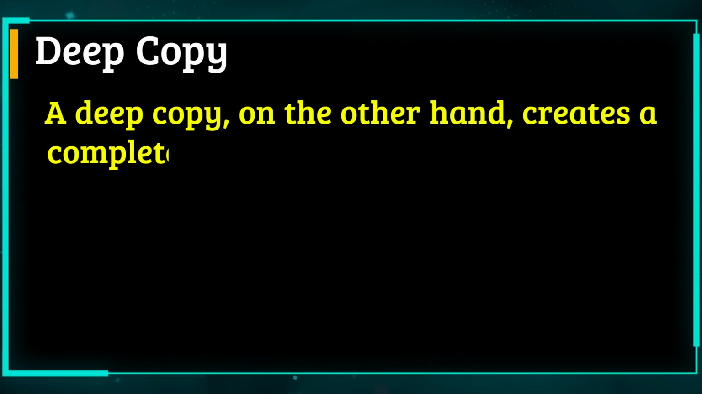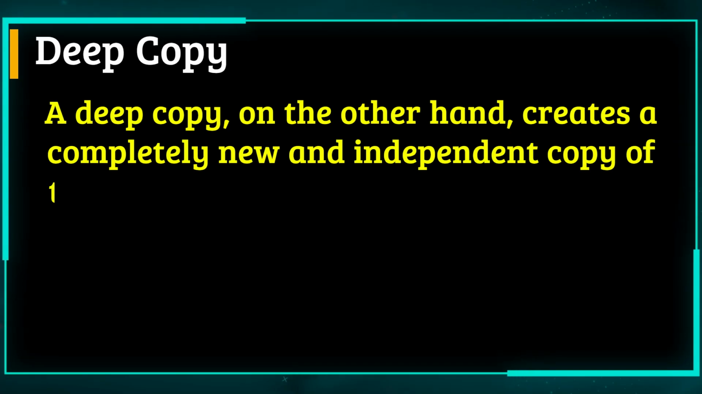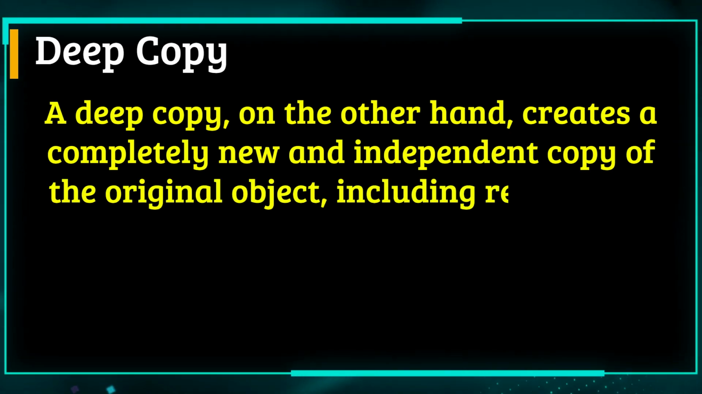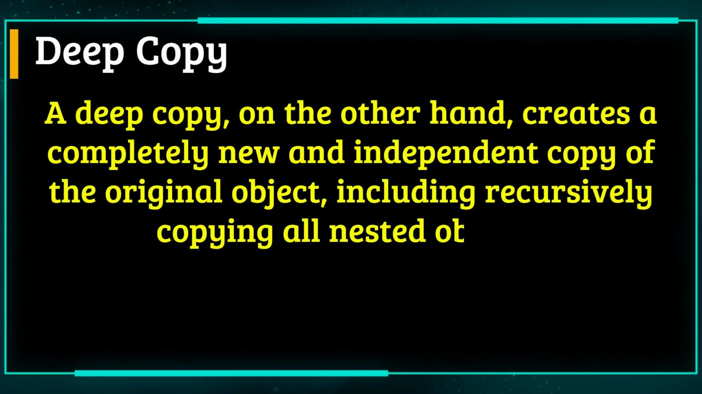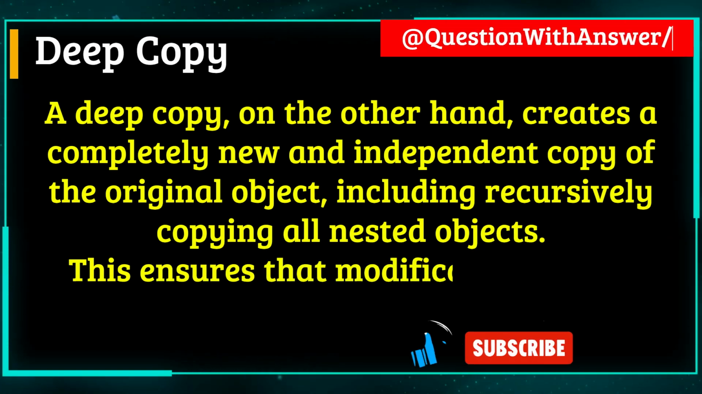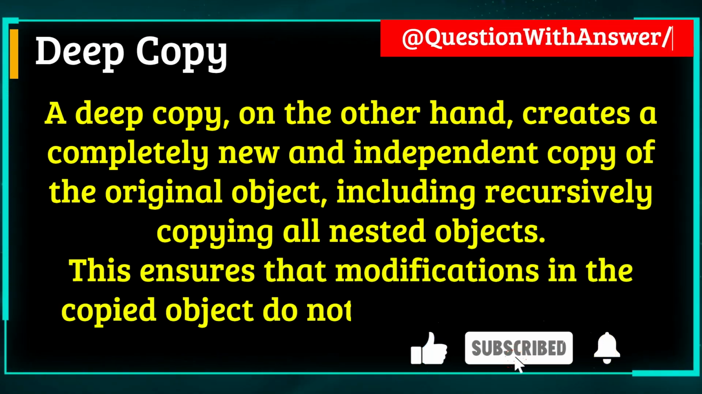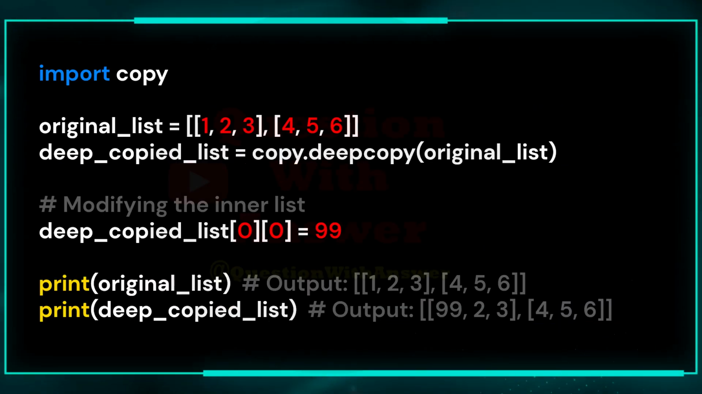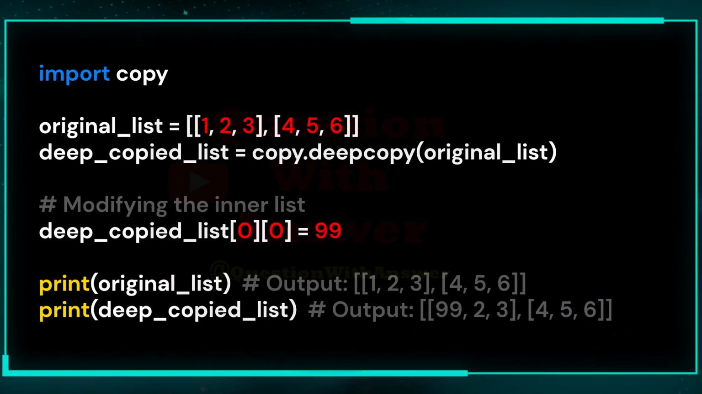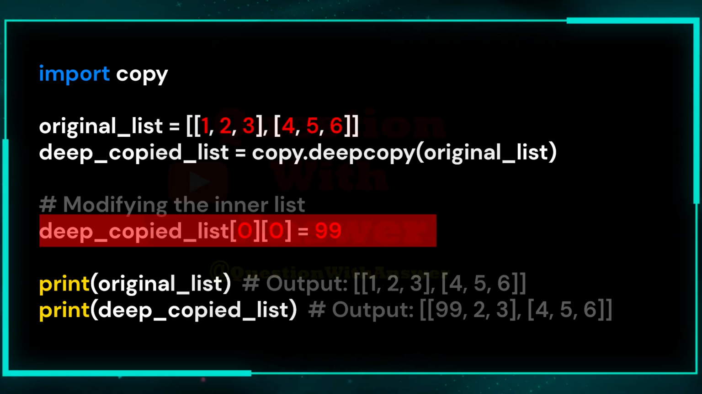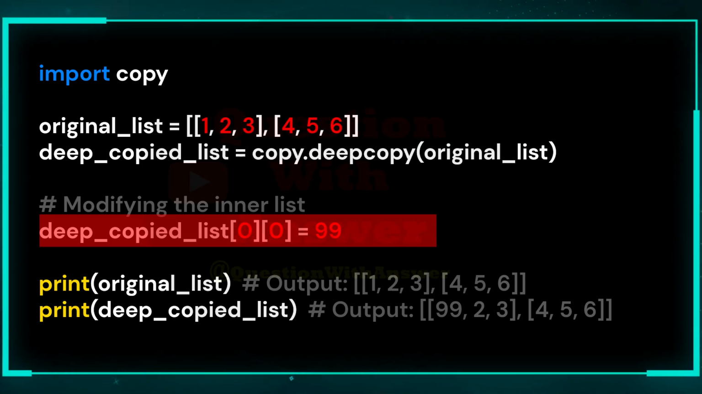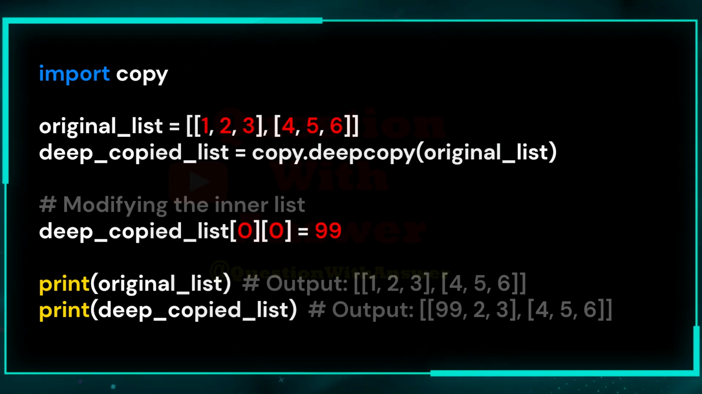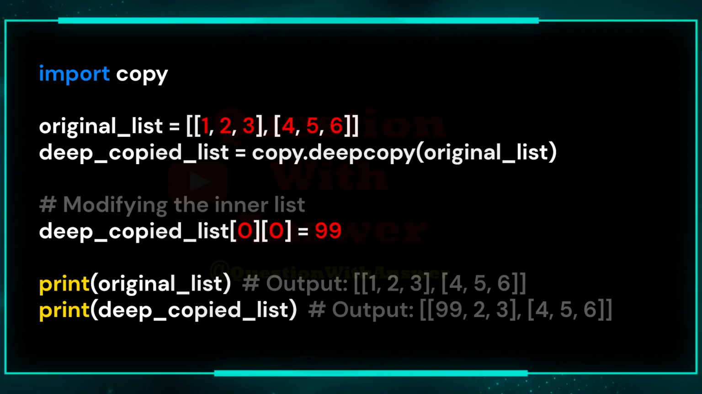Deep copy. A deep copy, on the other hand, creates a completely new and independent copy of the original object, including recursively copying all nested objects. This ensures that modifications in the copied object do not affect the original. Here is the example of deep copy. In this case, modifying deep_copied_list does not affect original_list, since all objects were duplicated rather than just their references.